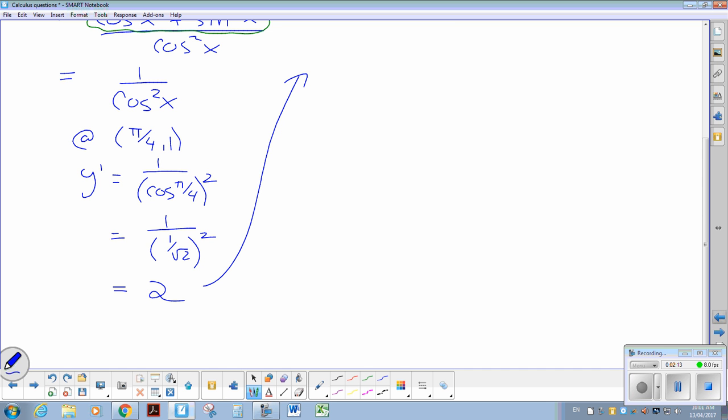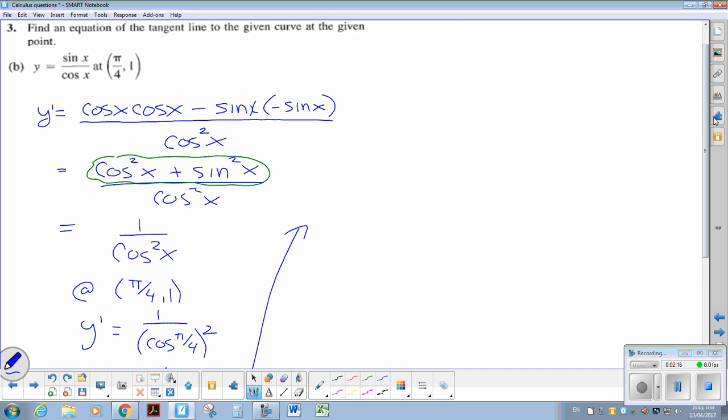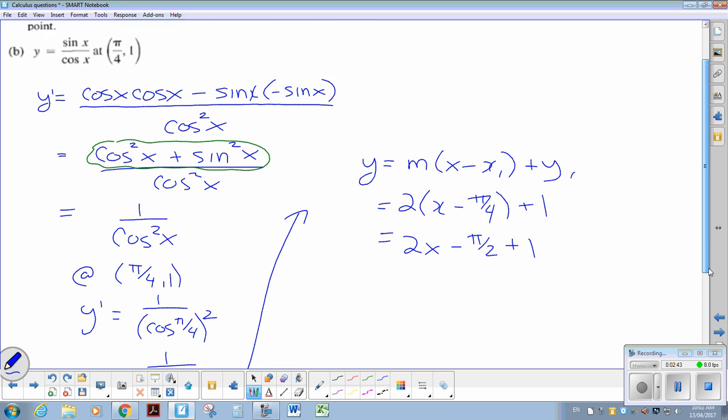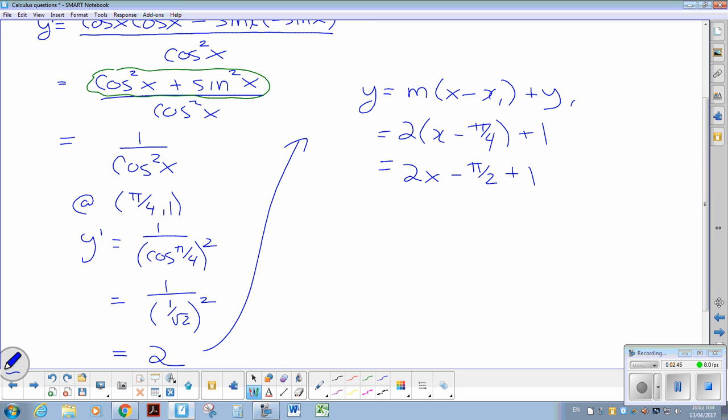So, moving up here, I want to find the equation of the tangent line. I always go back to y equals m times (x minus x1) plus y1. I know that I just figured out the slope is 2, and the coordinate is x minus pi by 4 plus 1. Distributive law would tell me that this is 2x minus pi by 2 plus 1. And I'm quite happy leaving it in those terms if you want. You can take it further if you want to find a common denominator, but definitely not a requirement.